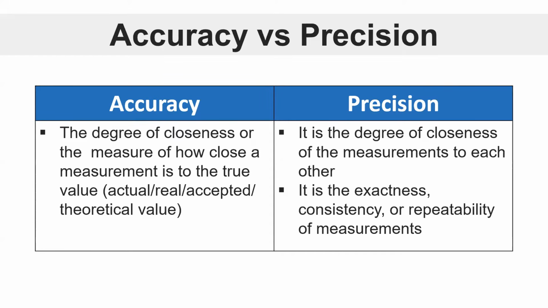So there are times na yung measurements can be close to each other but far from the true value. So that is why yung precision natin sinasabi natin that it is independent from accuracy, and we cannot say that dahil precise yung measurements natin, accurate na siya. So sometimes it's true and sometimes it's not true. So that's why precision is independent from accuracy.